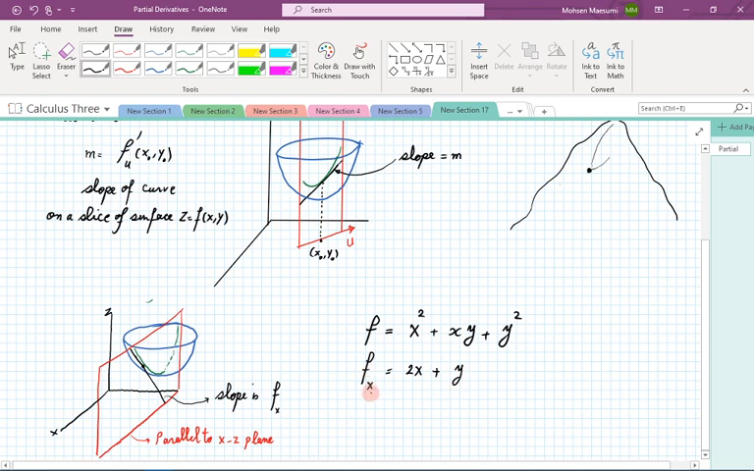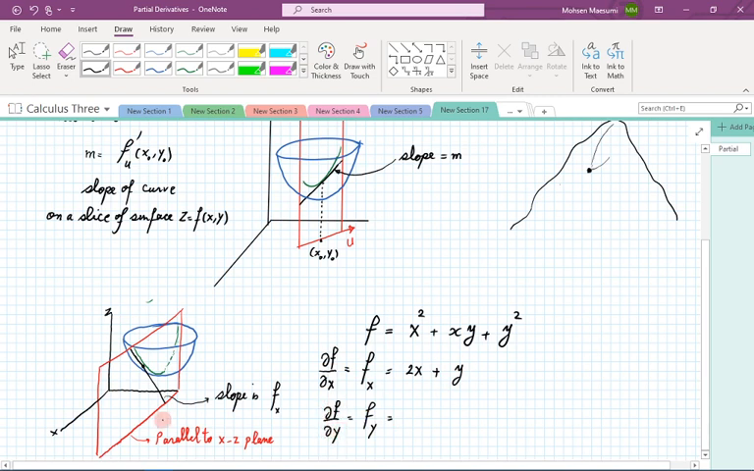F sub x is one notation for this. There is another notation, which is to write the partial of f with respect to x. Now while we are at it, let's also write f sub y, or the partial of f with respect to y.